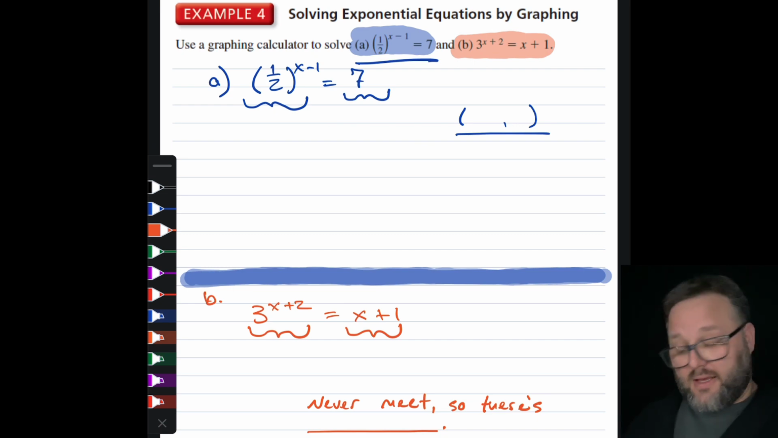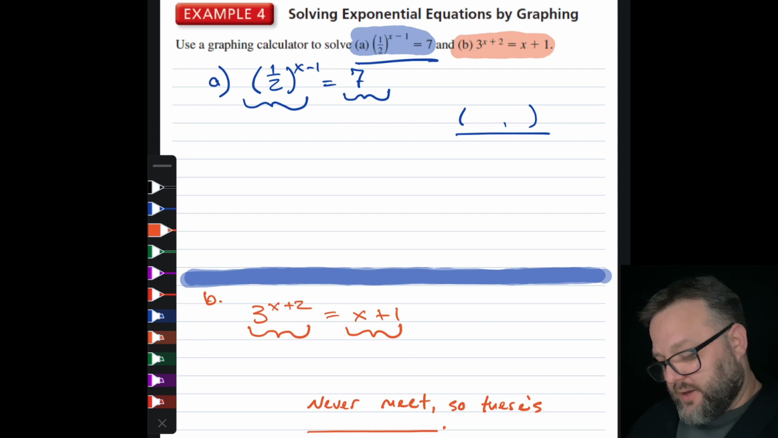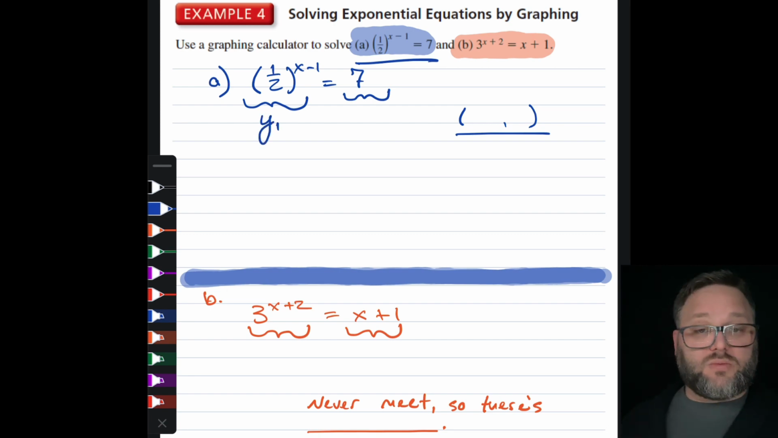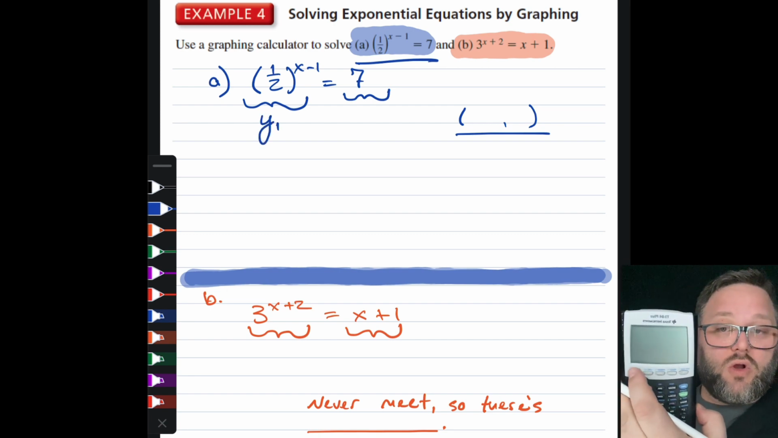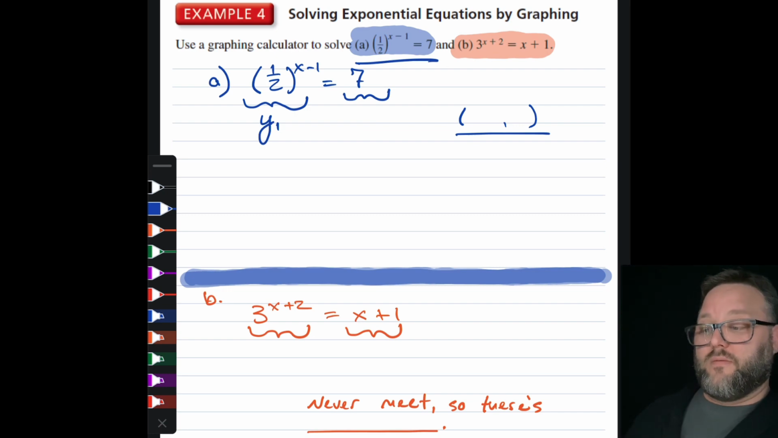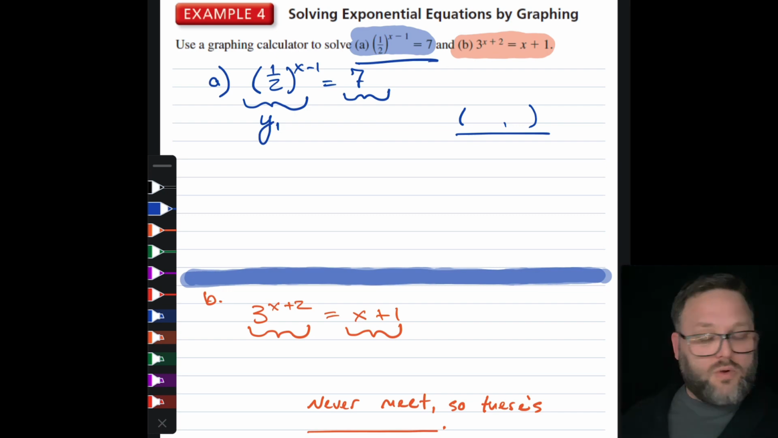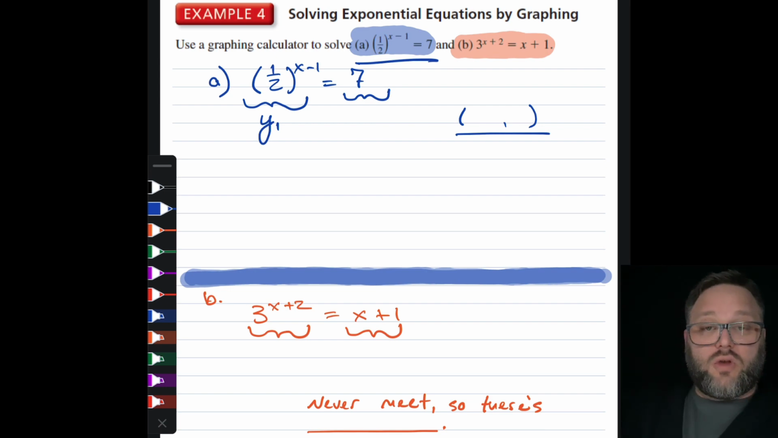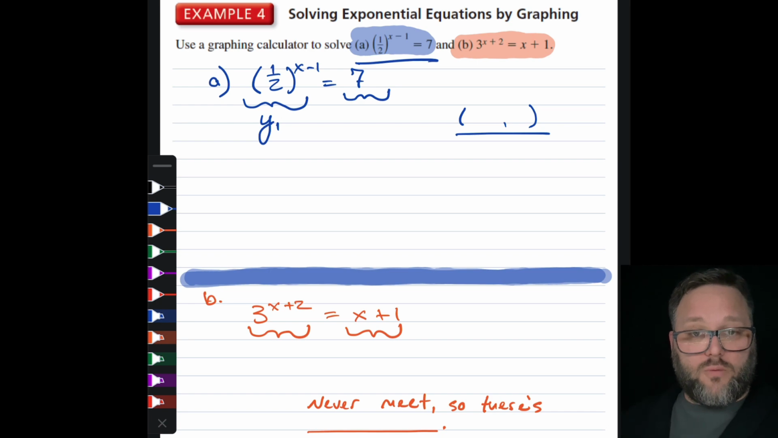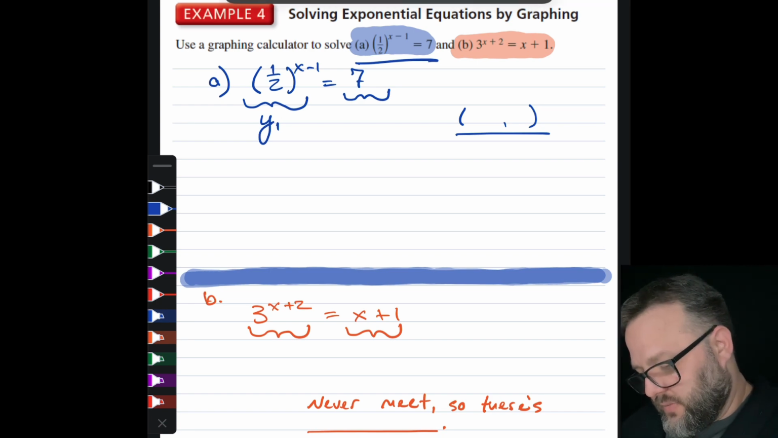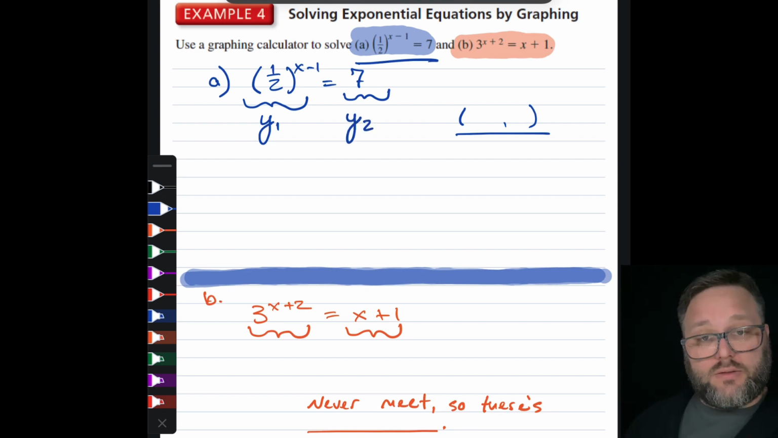Now, with that said, we want to set y1, because when you use this, you go into y equals first, then you hit graph to actually see the graph. When you go into y equals, you can enter multiple functions at a time. So there's y1, y2, y3, y4, y5, y6. I think it goes up to 10. This one is going to be set to y2.